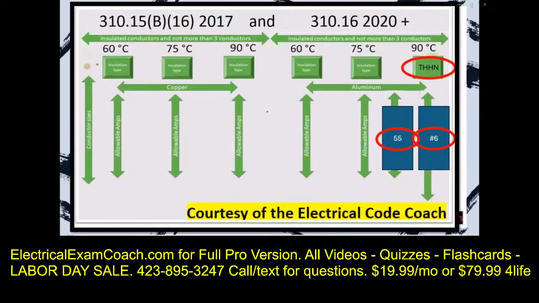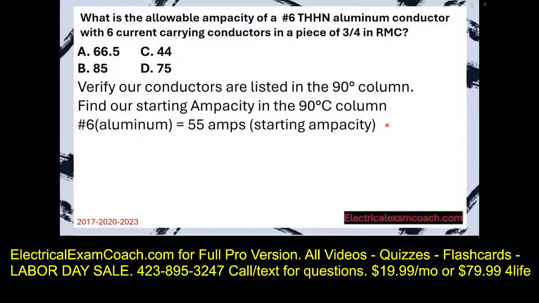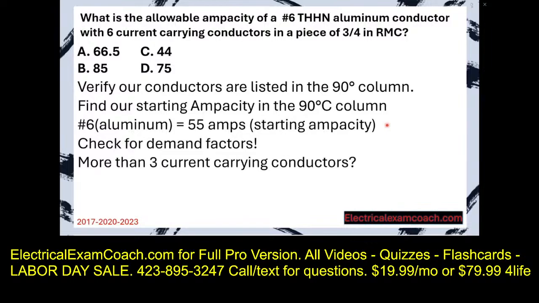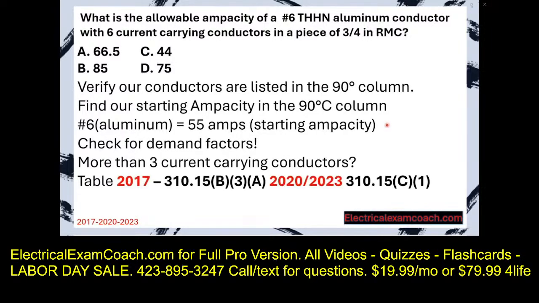We head to our primary ampacity table on the aluminum side, and we slide down until we find a number 6. Then we're going to cross over and find that our starting ampacity is 55 amps. But we must check for demand factors. Are there more than 3 current carrying conductors? There sure are. So we're going to head to our bundling adjustment factor table.